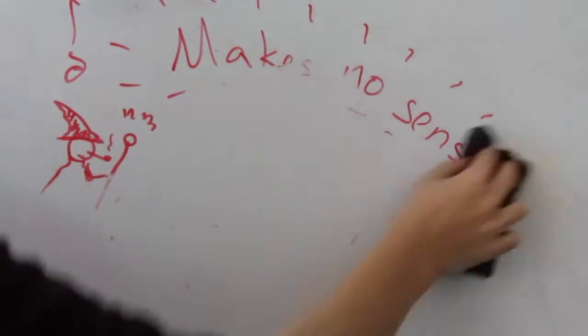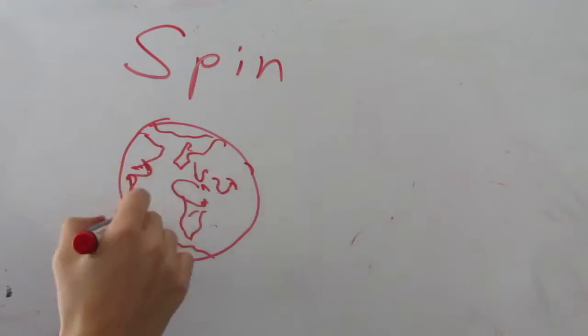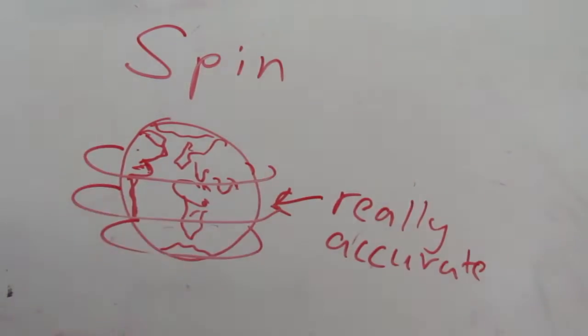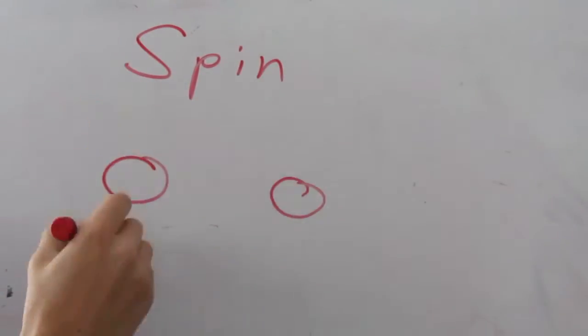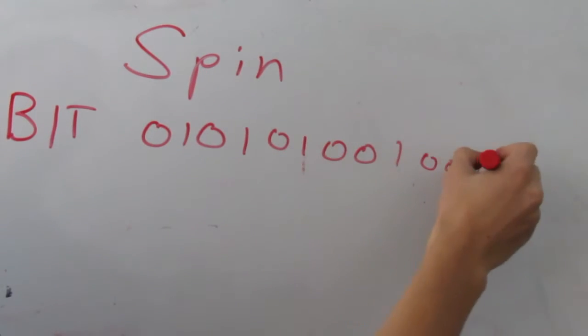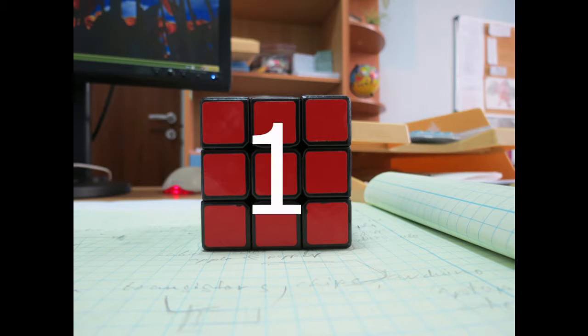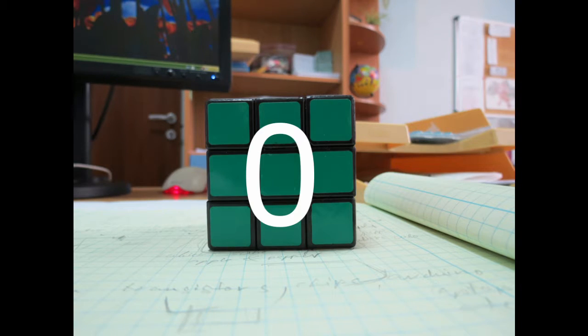We took something that we call the spin of a particle. Well, basically, the way a particle spins. The spin of an electron could be either upwards or downwards. Let's pick two colors on a cube, say green and red. And let's say red is 1 and green is 0.